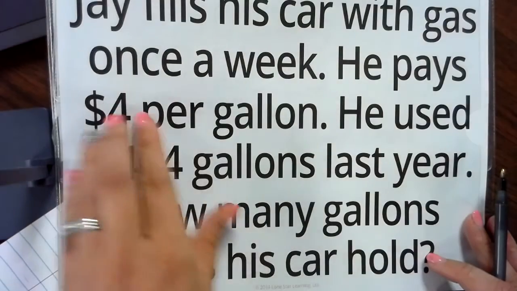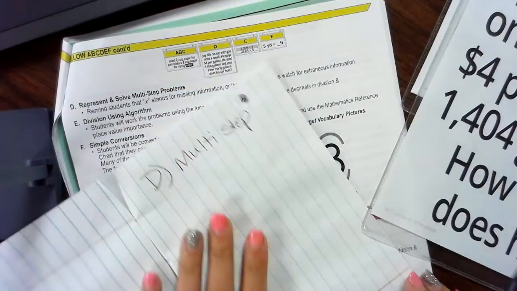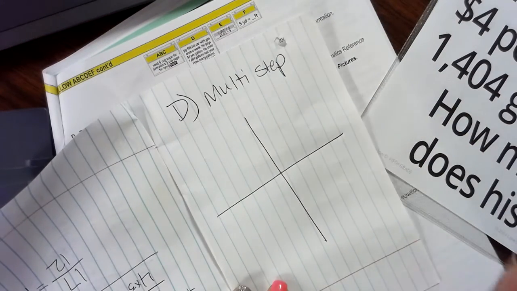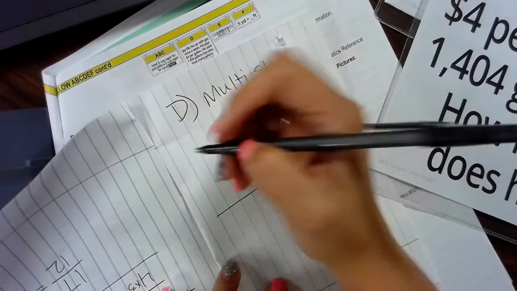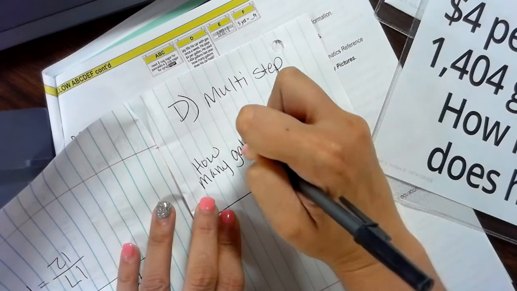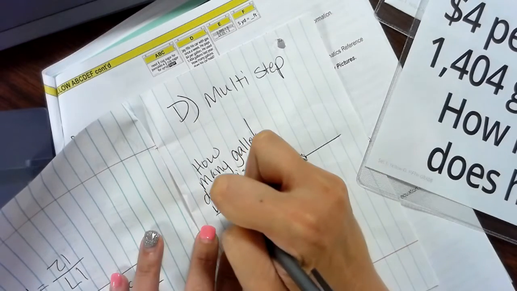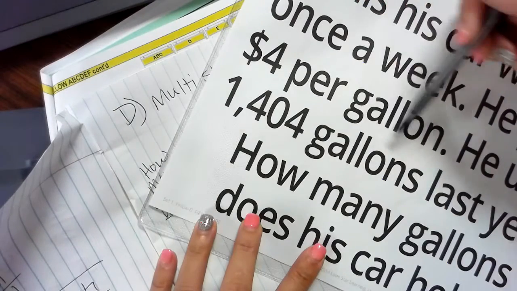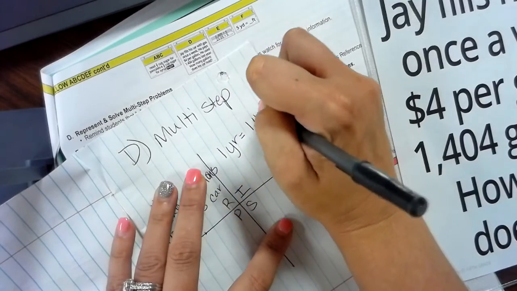So do I really care about the money at this point? No. So what I'm going to do is, it's a word problem. So if you're working with a word problem, I do want you to set up RIPs. So on the word problems for yellow, the D, I do want you to do RIPs on them. Okay, so the question was, how many gallons does his car hold? I know that in the year, it says he used 1,404 gallons last year. So 1 year equals 1,404 gallons that he used.